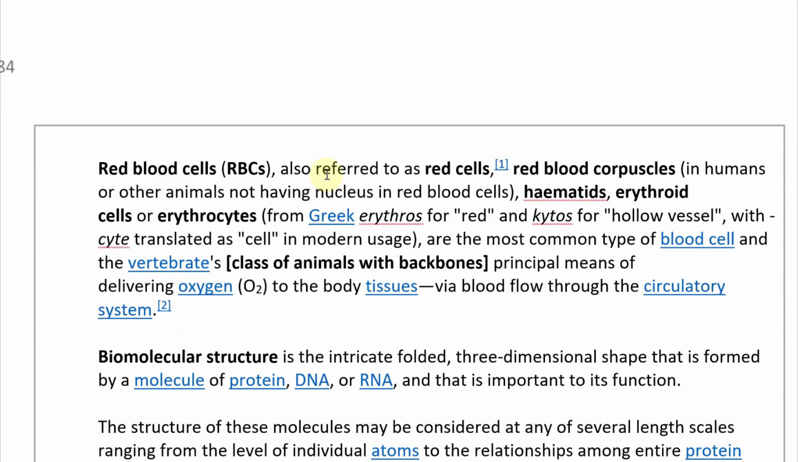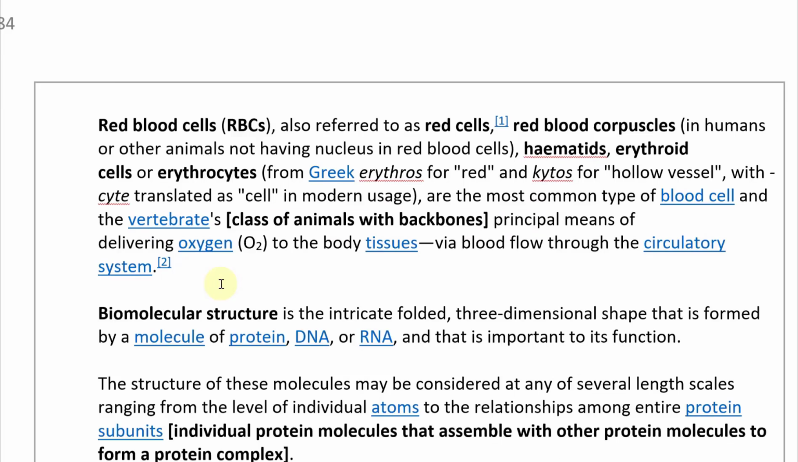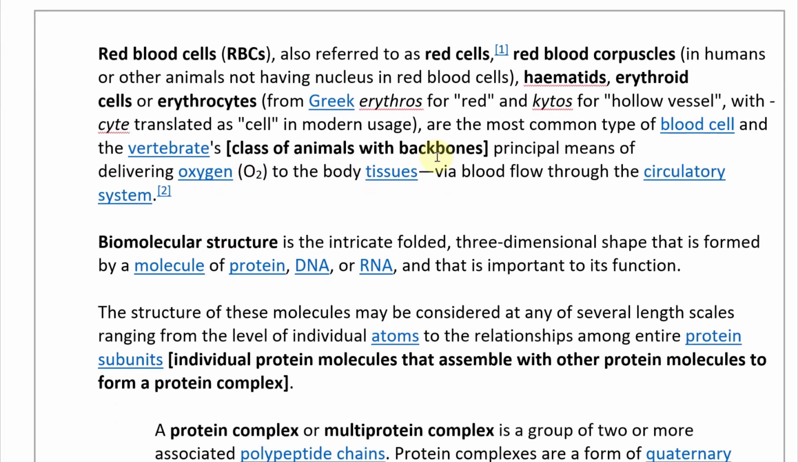So red blood cells, RBCs, also referred to as red cells, red blood corpuscles, in humans or other animals, do not have a nucleus, and are also called hematids, erythroid cells, or erythrocytes, from the Greek erythros for red and kytos for hollow vessel, with cyte translated as cell in modern usage. They are the most common type of blood cell, and in vertebrates, which are a class of animals with backbones, the principal means of delivering oxygen, O2, to the body tissues via blood flow through the circulatory system.